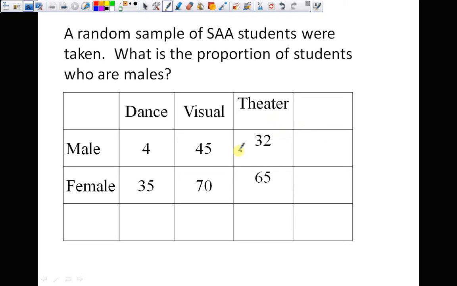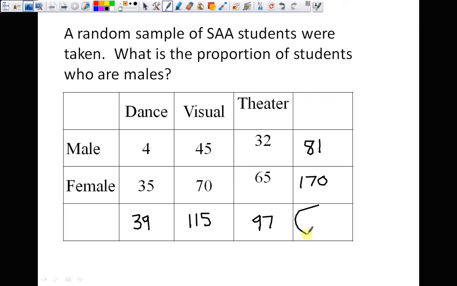We add up 4, 45, and 32. That gives us 81. Add up 35, 70, and 65. That gives us 170. And I would also do column totals. This is 39. This is 115. And this is 97.